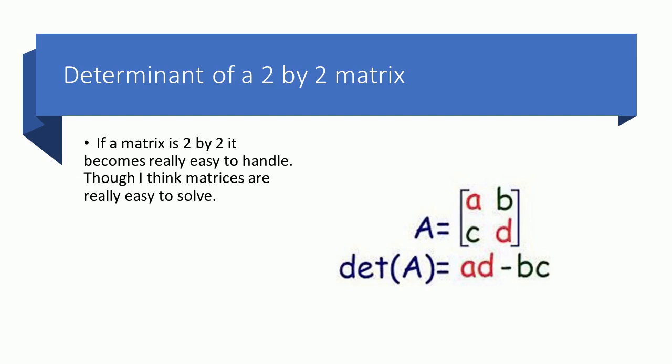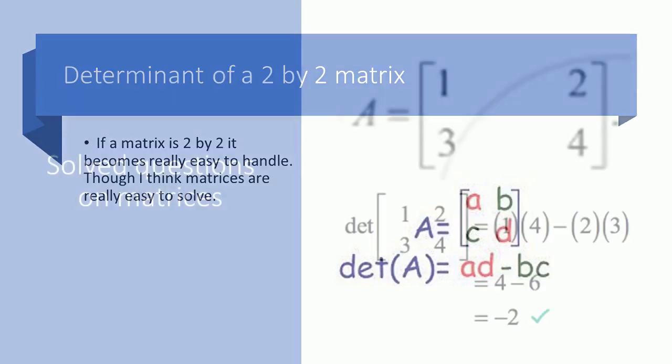Now, determinant of a 2x2 matrix. When you have a 2x2 matrix, as in the case of A here, which is A, B, C, D, basically determinant of A will be A times D minus B times C. So 2x2 matrices are very easy to solve. It becomes very easy to solve if it's a 2x2 matrix.